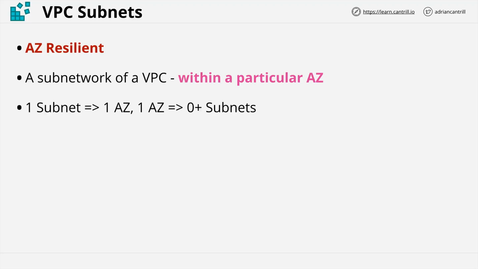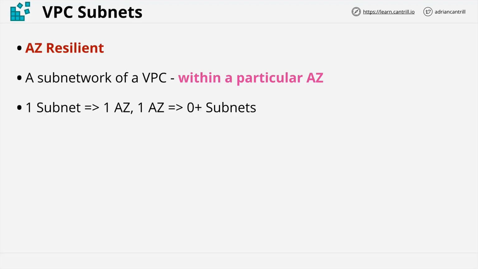That's an important one to remember for the exam. One subnet is in one availability zone. A subnet can never be in more than one availability zone. Logically though, one availability zone can have 0 or lots of subnets. So one subnet is in one availability zone, but one availability zone can have many subnets.